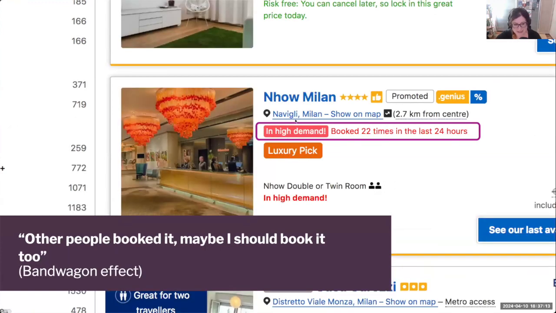Another example is this one: high demand, again red, exclamation mark, booked 20 times in the last 24 hours. Here, the shortcut for my brain is basically, other people booked it. Maybe it's a nice room. Maybe I should book it too. This is called the bandwagon effect. And this one we will talk about again. So here you see how it is used on a website to trick people.